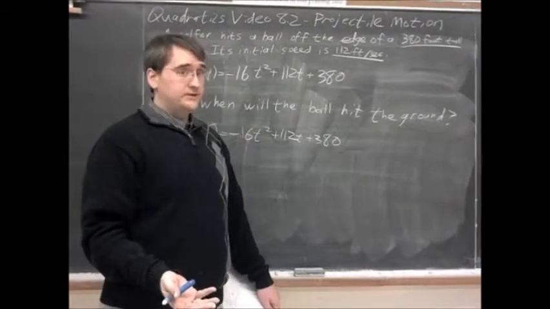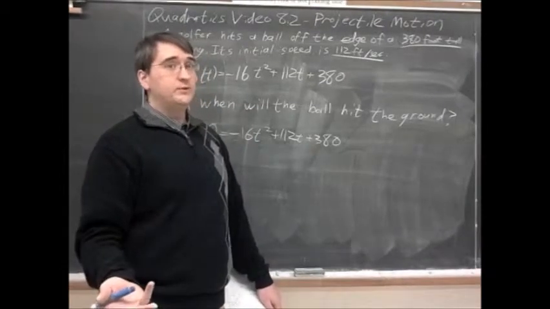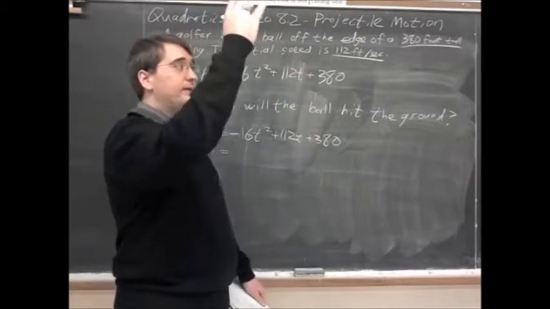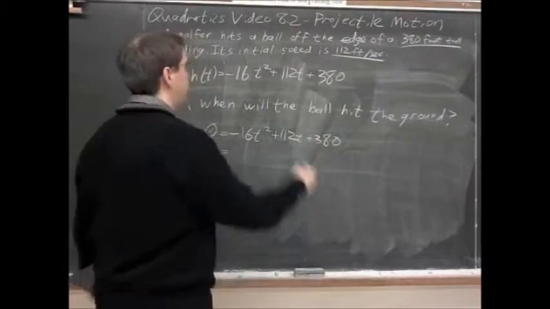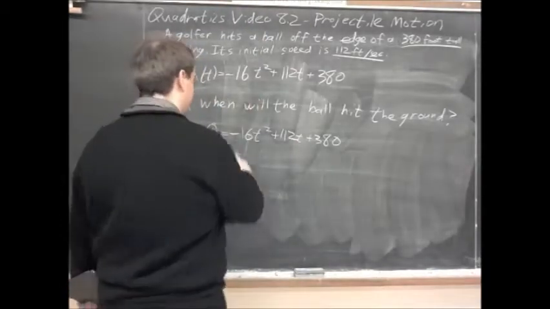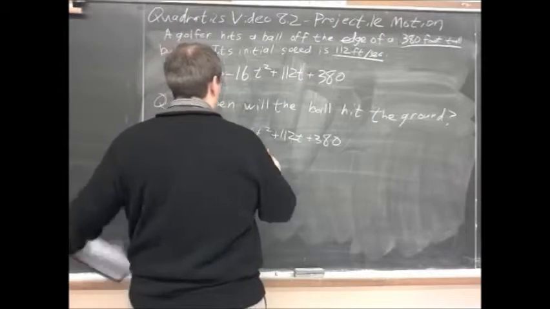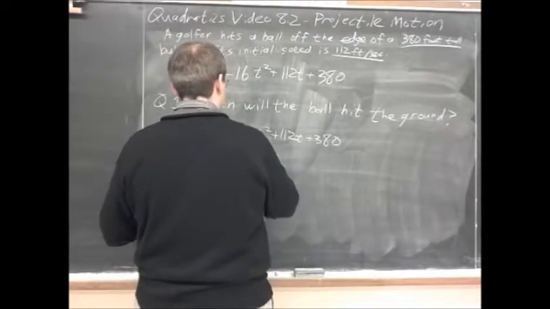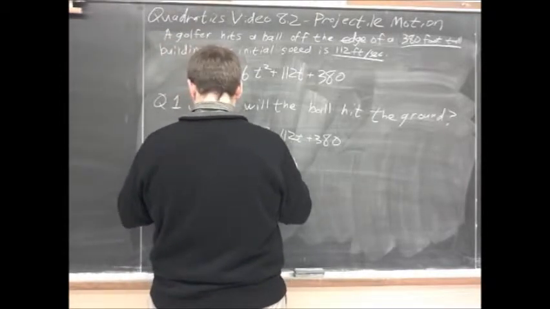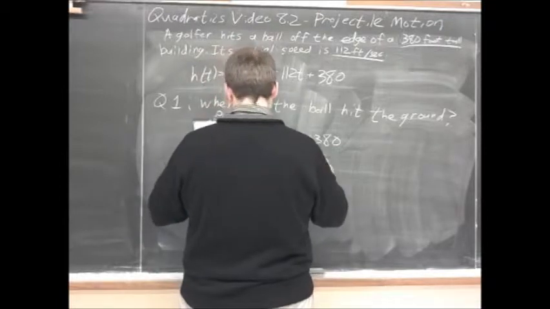After all, what goes up must come down. Gravity is always going to be winning in the end. You try to go up in the air, gravity is always pulling you back down, so that's always going to be negative. I'm going to take out a -4. That leaves me 4t squared minus 28t minus 95.